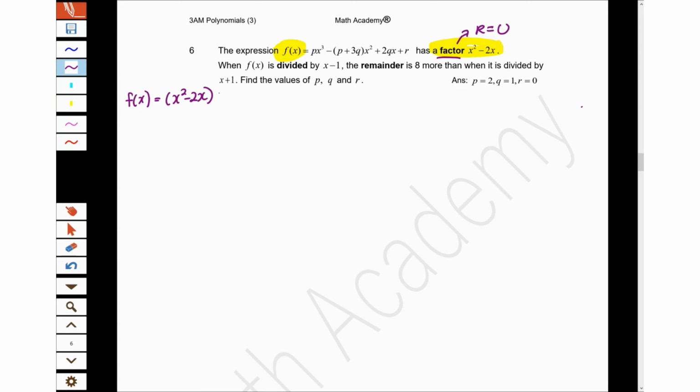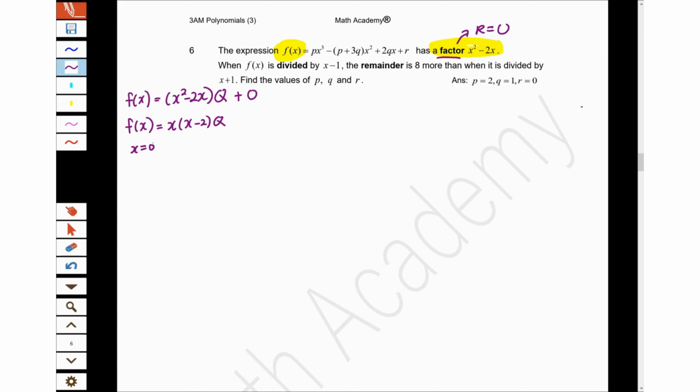So back to the equation: divisor times quotient plus remainder. The remainder is 0. I'm going to further factorize the divisor. There's no remainder. You have two good numbers. One is x equals 0. One is x equals 2.